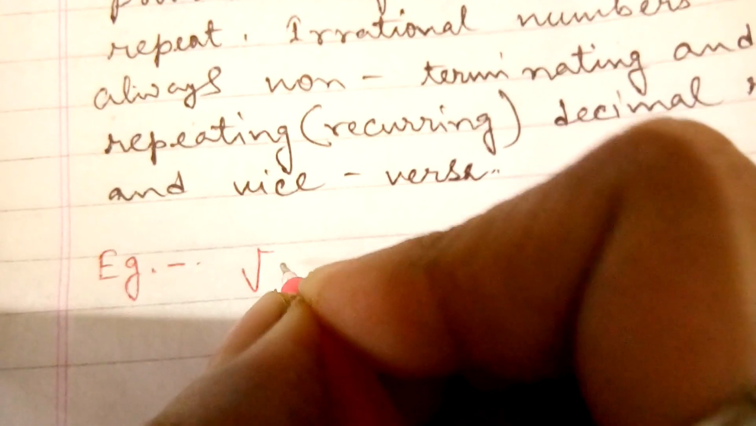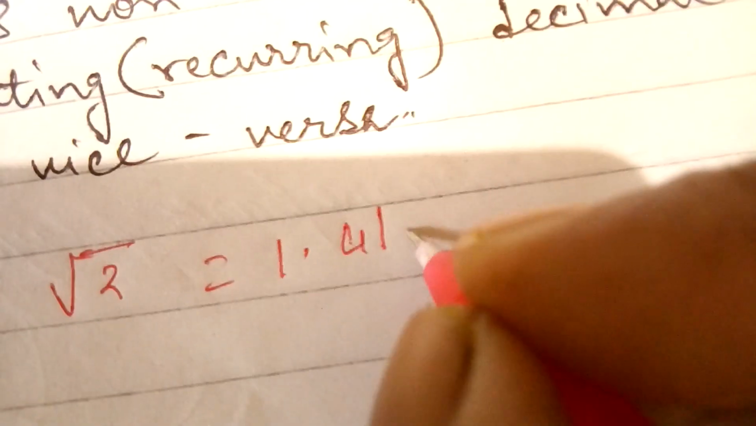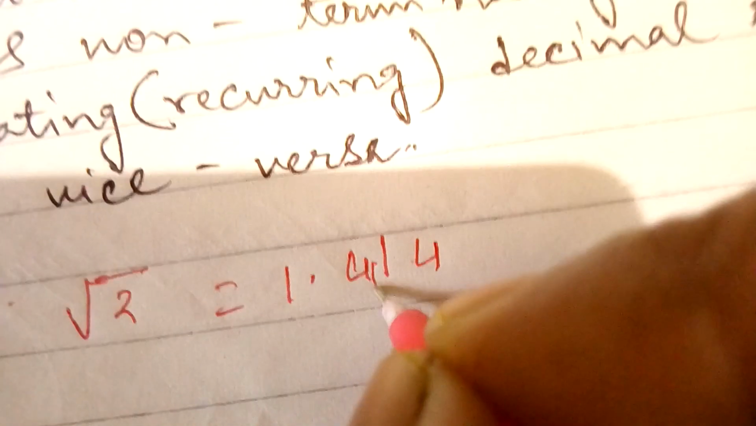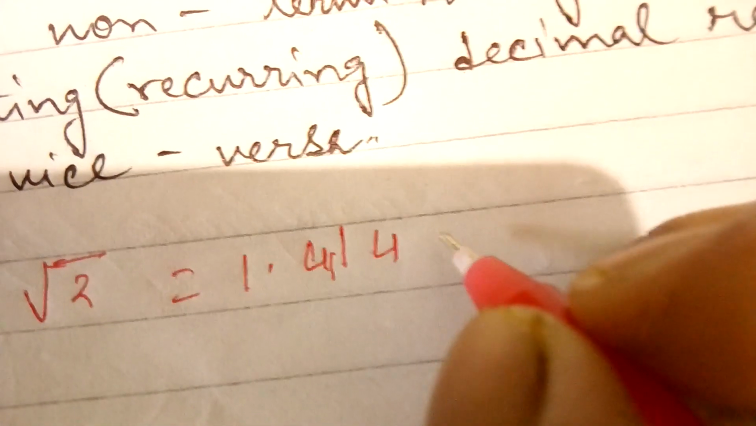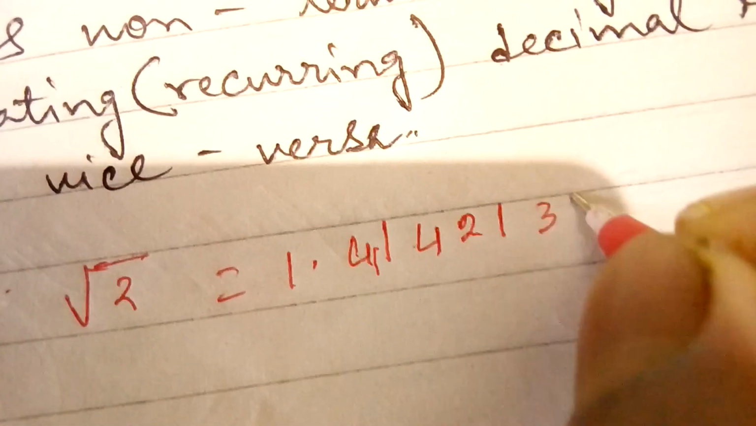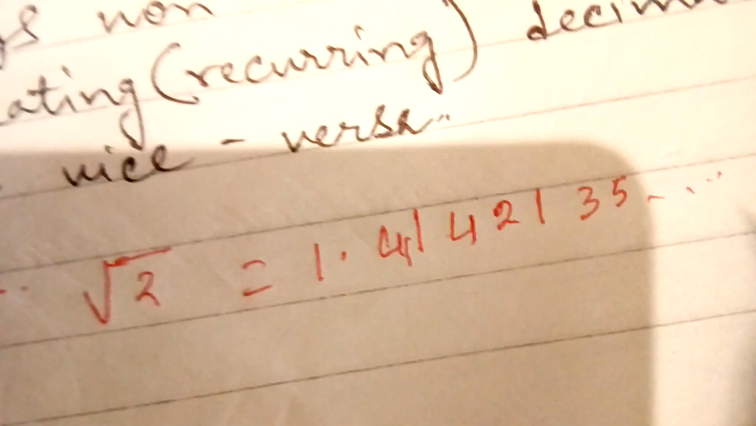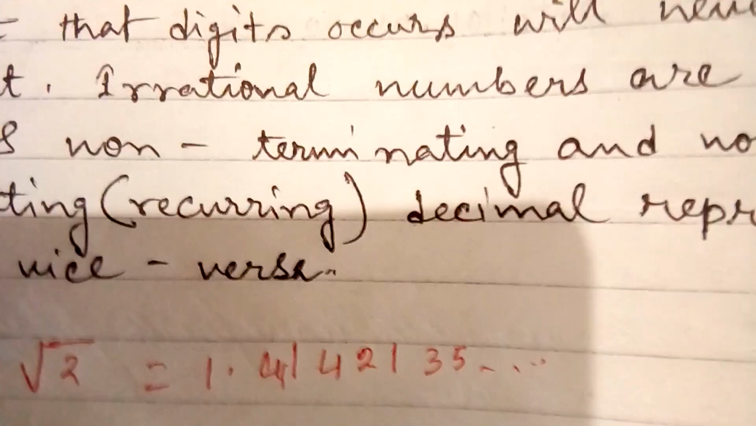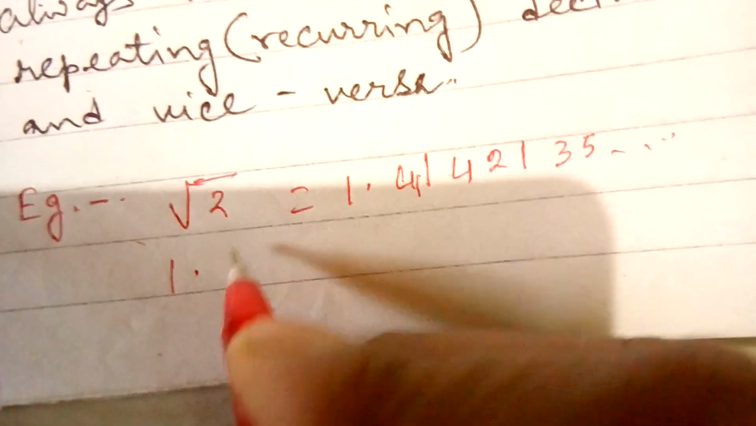Suppose root 2. If root 2 is given, it is an irrational number. If we show it as a decimal number, it will come as 1.414142135 and so on. If you do the division more, it will not end. It will not end.